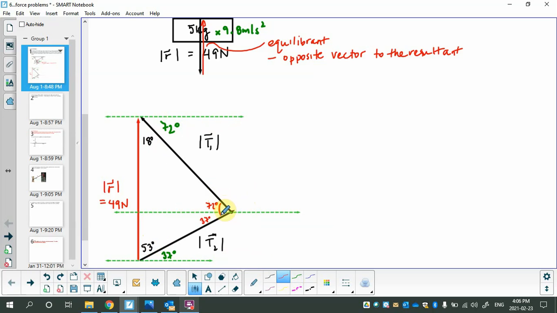This corner is a combination of 72 degrees and 37 degrees. So I'm going to dig out my black pen and I'm going to write that this corner is 109 degrees. So we are looking for this corner and this corner.